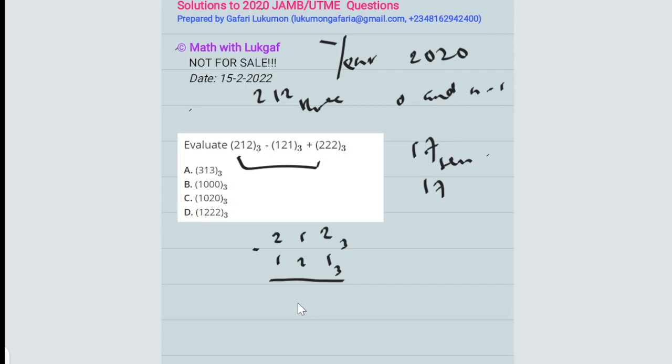But in base 10, you can have numbers between 0 and 9. So, okay, now let us do that. What is 2 minus 1? 1. 1 minus 2 is impossible, so you borrow 1.